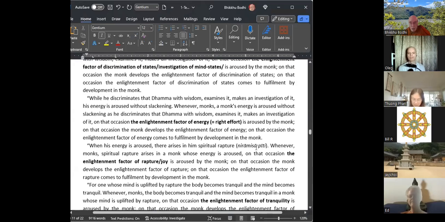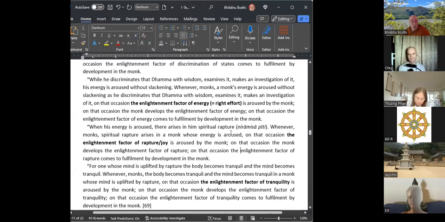This expression niramisa piti, or spiritual rapture, is used because there's another kind of rapture, the rapture connected with sensual pleasures. And that is what the meditator has to avoid. But this spiritual rapture is a new kind of joy that one has never experienced just by indulging in worldly pleasures.